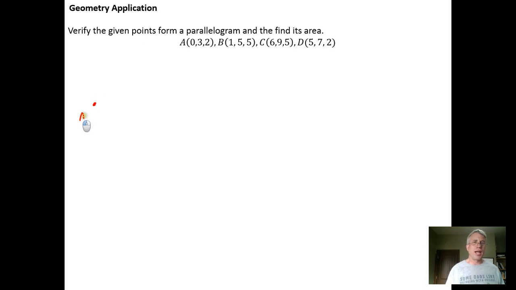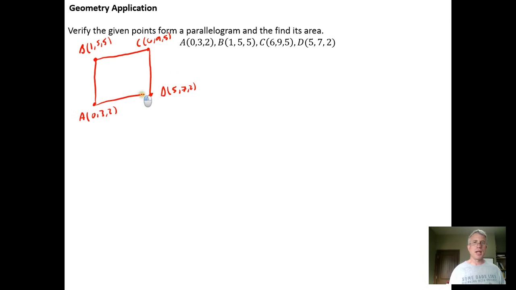So here's the point A, which is 0, 3, 2. And then it goes up to some point B, A, B, C, D. So B is the point 1, 5, 5. And then we go over to point C. And C is the point 6, 9, 5. And then we go back down to the point D. D is the point 5, 7, 2. And then we connect A and D up.